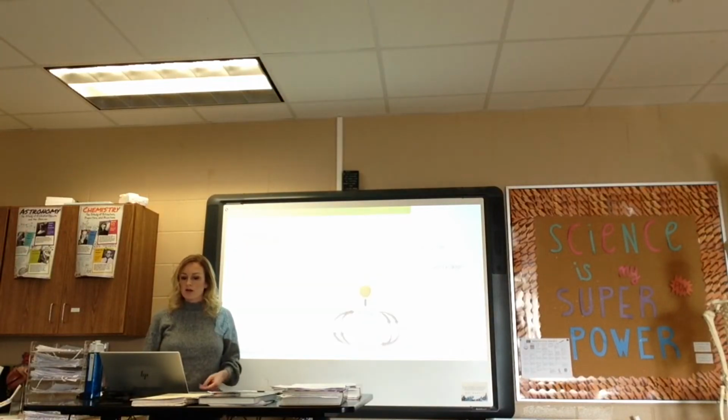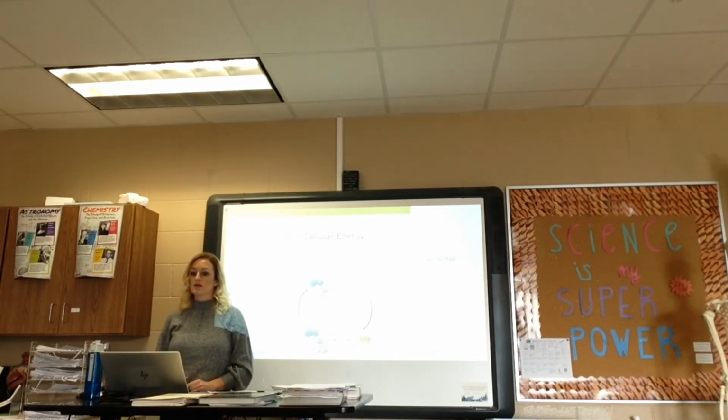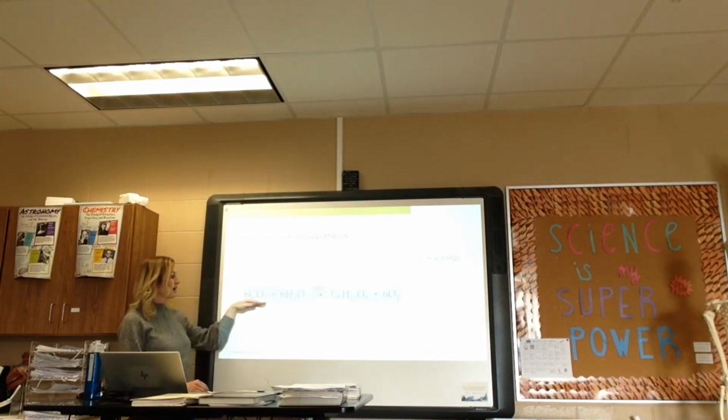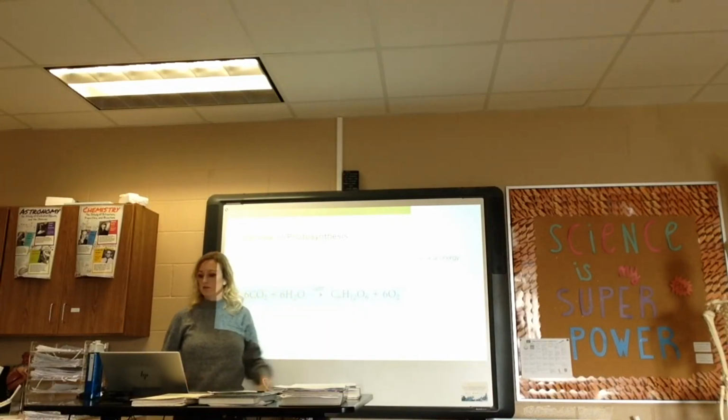Next we're going to talk about photosynthesis and respiration. Remember that cells need energy in the form of ATP, adenosine triphosphate. So first, let's look at photosynthesis. We're taking in carbon dioxide and water and sunlight, and we're making glucose and oxygen.